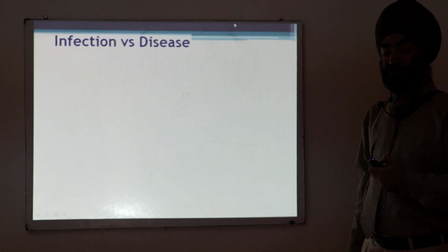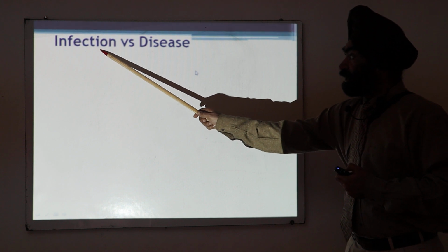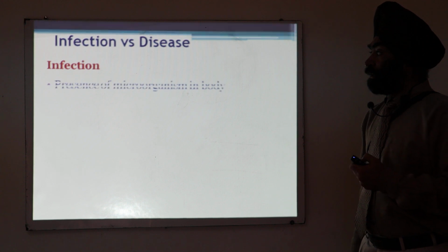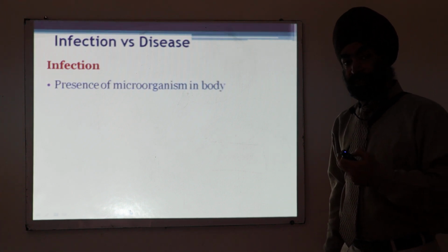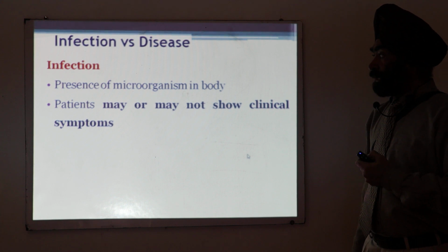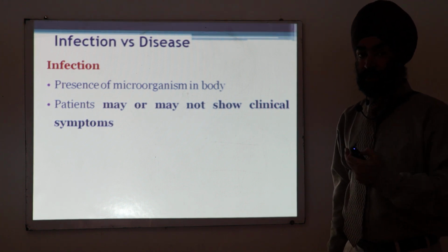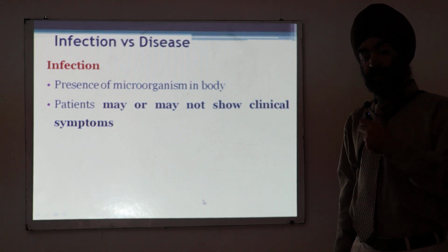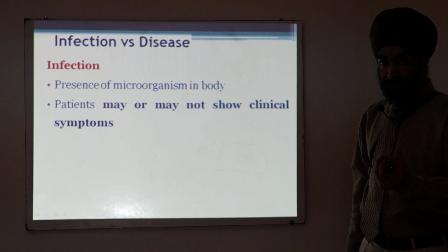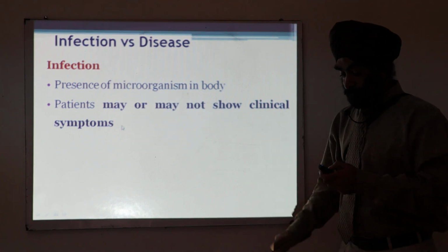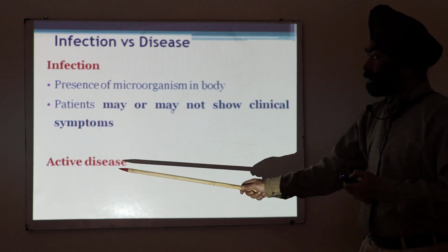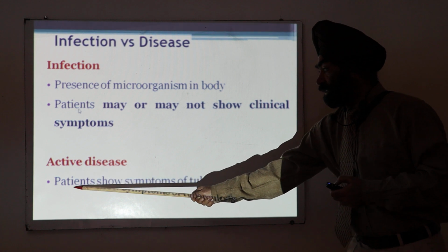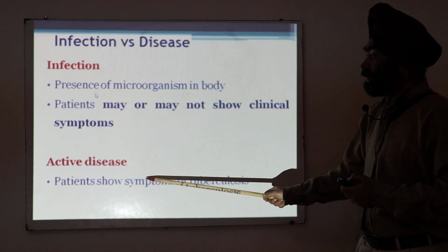So now I just want to differentiate a word, infection versus disease. Infection is different, disease is different. Infection means the microorganism is present in the body, but it doesn't mean the person has the symptoms of the disease. It may have or it may not. So the microorganism is present, but the person may or may not have symptoms, but you say the person is infected. But when you say active disease, the disease is characterized by the presence of symptoms. When the symptoms of tuberculosis are present, then you say it is a disease.